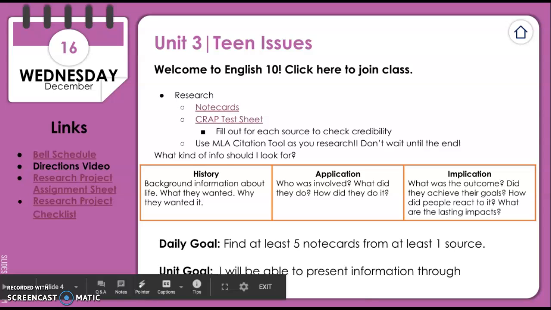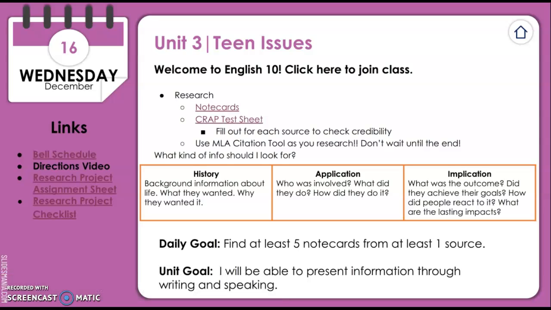Yesterday you went through and reviewed CRAP test information to make sure that you're finding credible sources. You reviewed how to fill out note cards and how to use those. And you looked at the MLA citation tool so that you could figure out how to cite your sources as you're going and while you're writing your paper and your speaking outline. So hopefully all of those things will help you throughout this entire project.